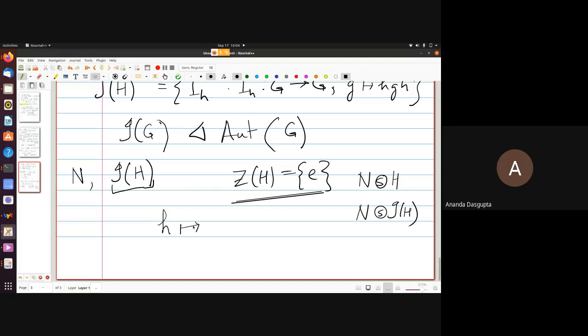Remember the connection between the set or the group H and the group I_H is that every h can map onto a corresponding inner automorphism, right? Can you show that this is a homomorphism?